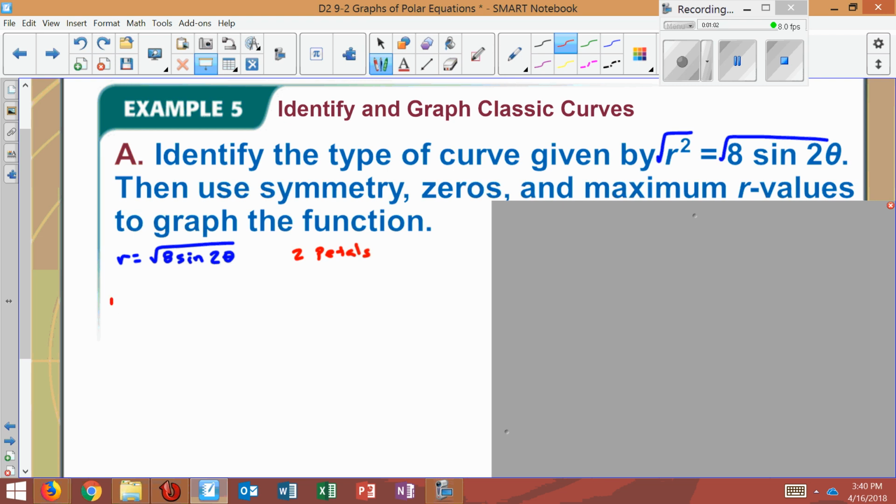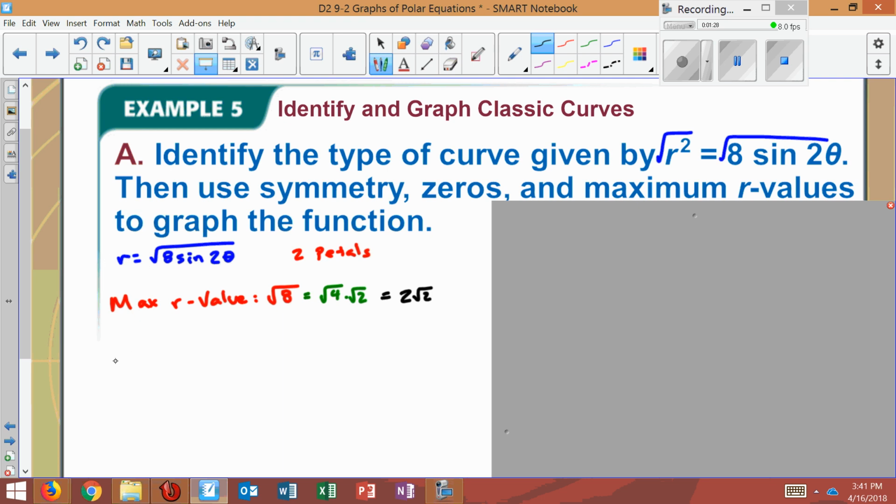So what can we identify first? The maximum r value is the number in the front, which is now the square root of 8. So I'll put the square root of 8 here, but we know that square root of 8 is the same thing as square root of 4 times square root of 2. So the best way of writing this answer would be that it is 2 square roots of 2. That's my maximum.